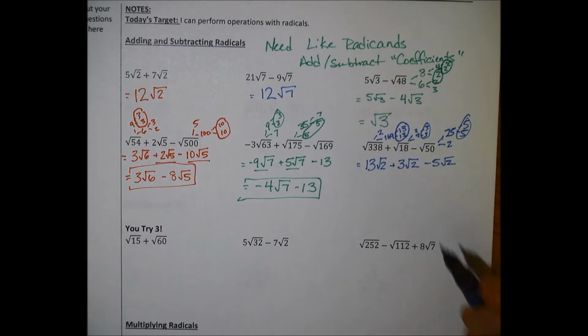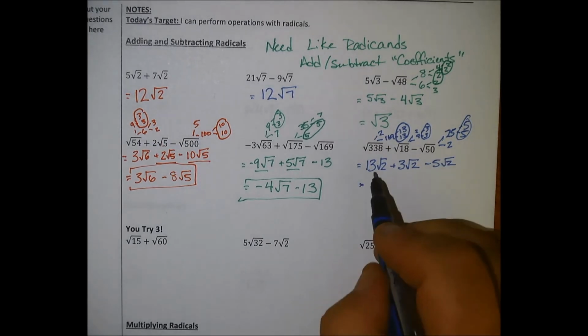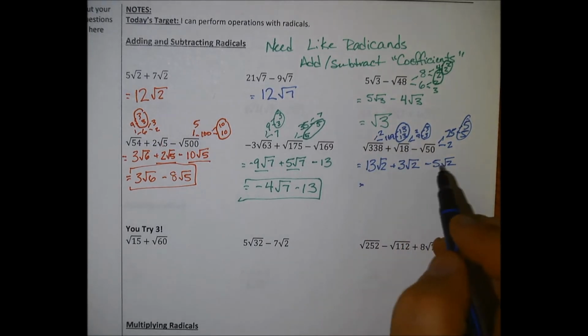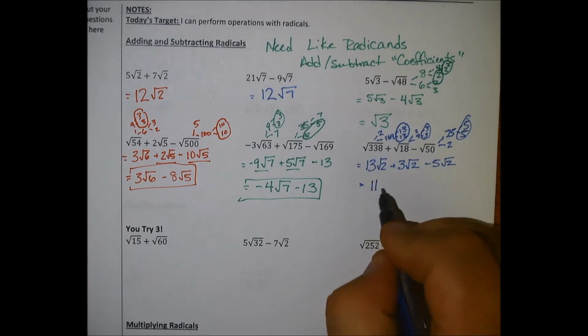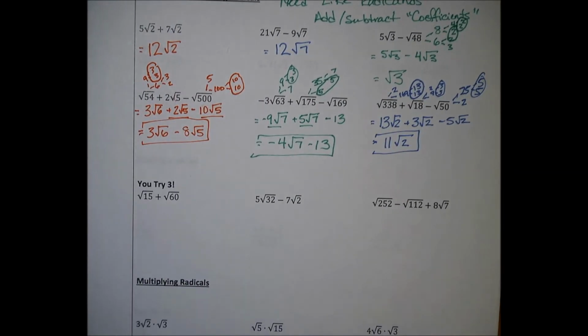All right, all three of these have like radicands, so we're going to be left with just one term in the next step. 13 plus 3 is 16, minus 5 is 11. 11 square roots of 2. And that's my final answer. All right, I want you to go ahead and pause the video and try the next 3.